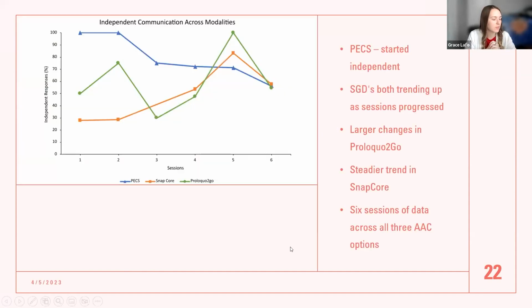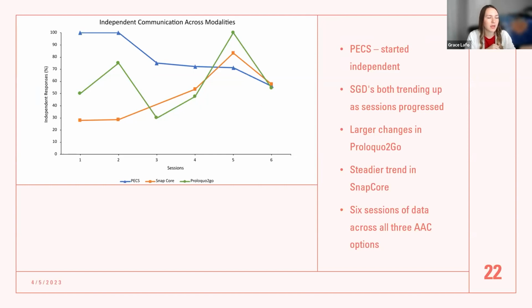Next slide, please. With Tobias's assessment, it ended up being a little bit more naturalistic just because we were trying to embed it into his therapy sessions. And so here we have the data from that. On the x-axis, we have our sessions, and on the y-axis, we have the percentage of independent responses. Blue is PECS, orange is SnapCore, and green is Proloquo2Go.